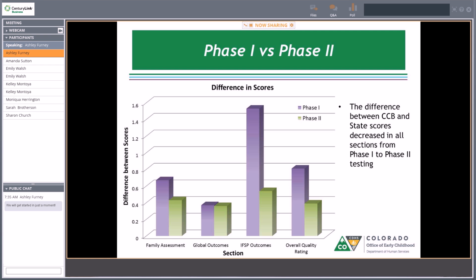We were seeing a difference of 1.5 between the CCB scores and the state scores, and that's a significant amount since we're on a 5-point scale. And in phase 2 testing, that went all the way down to about 0.5 difference. So that means the tool is doing what we want it to do, and we're getting closer scores, which is great.